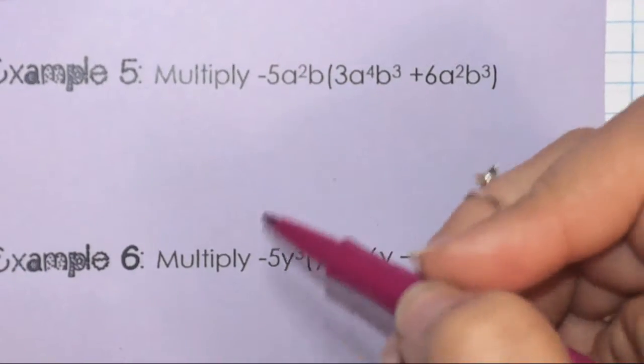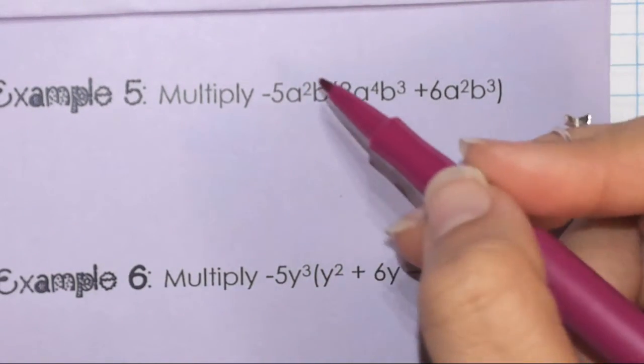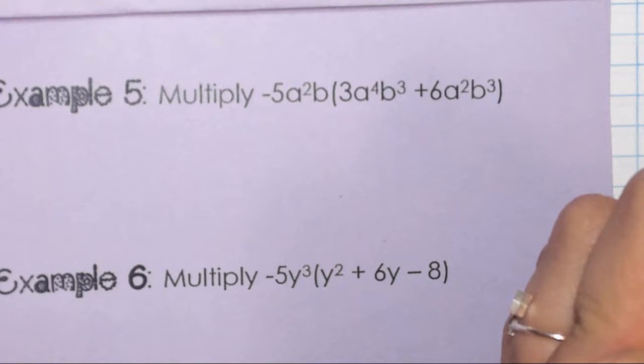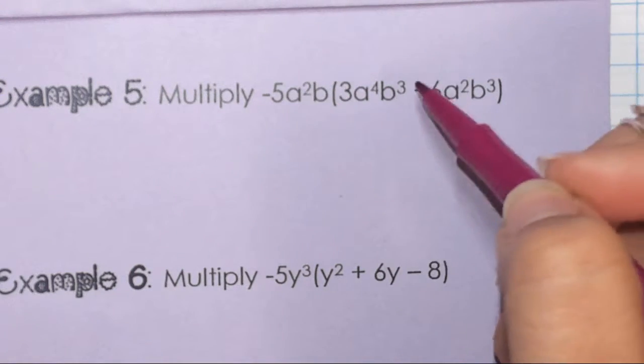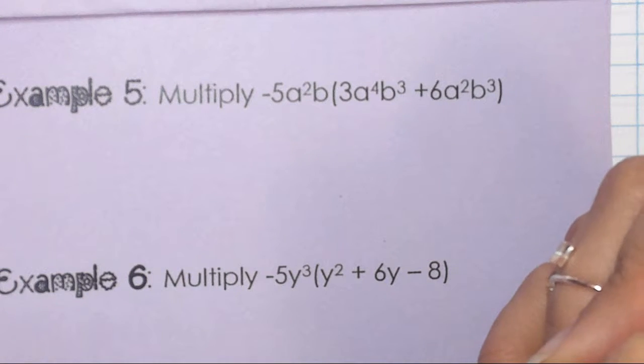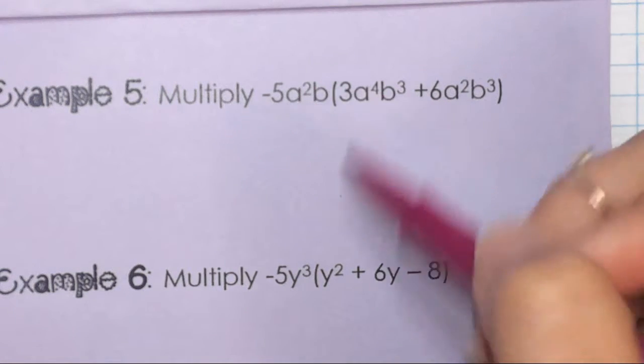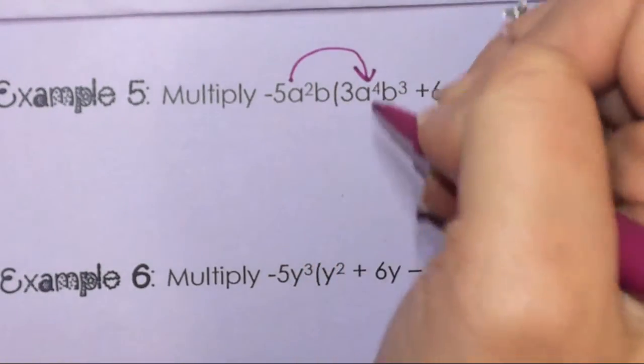Okay, now let's look at example 5. This is one where we have 2 different variables, right? You still do the same thing. Now, can we add the exponent from a to b? No, because they're not the same letter. But what about a and a? What about b and b? So you still distribute it to both things.